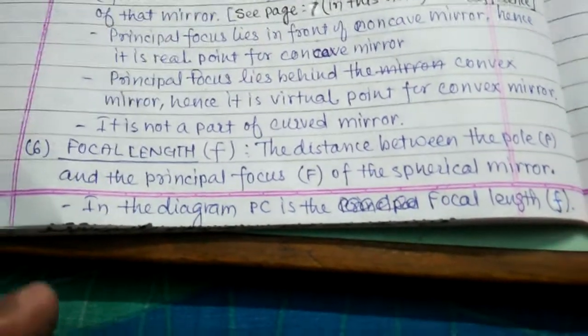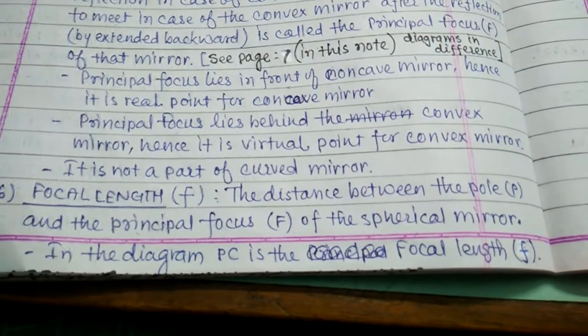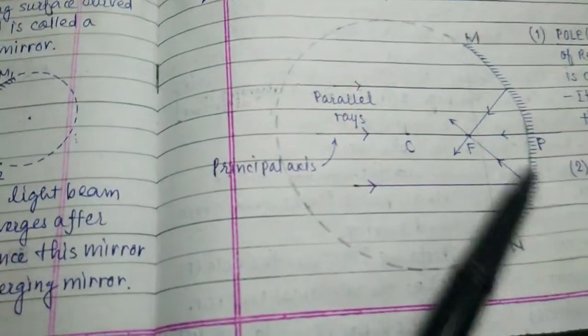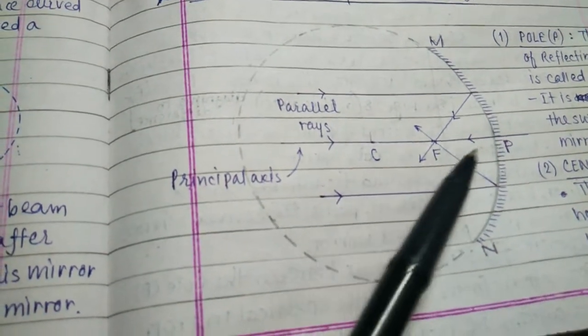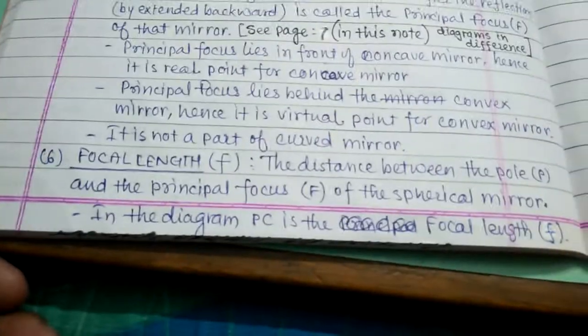Now, focal length. The distance between the pole P and the principal focus F of the spherical mirror. So here, the distance between pole and focus is called the focal length.